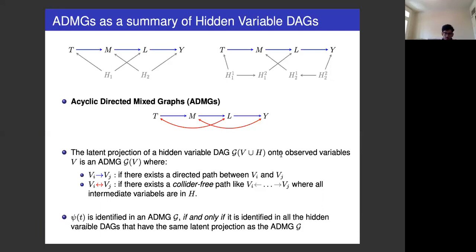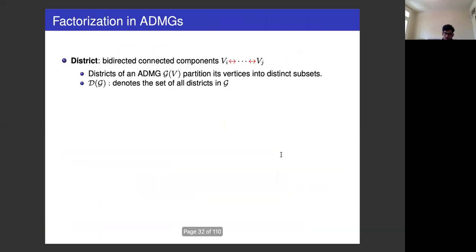So now that we have this summary, this ADMG, we want to know how we can factorize it. It turns out these bidirected paths are important in the factorization of ADMGs. Each bidirected connected component is called a district. Districts of an ADMG partition the vertices into distinct subsets, and we denote the set of all districts with calligraphic D.